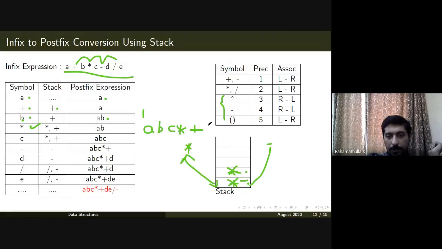The next entry is D. D is directly entered onto the postfix expression. The next is an operator, divided by. It has higher precedence than the top of the stack, so you enter it onto the stack. Now you have another operand E. E is entered onto the postfix expression.